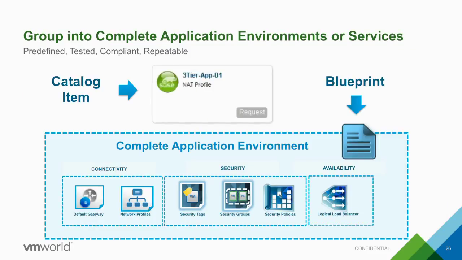So it simply looks like you've got a catalog item, you click that request button, and inside that request, that catalog item is mapped to a blueprint that includes your connectivity, your default gateways, your network profiles, DNS information, any of your security configuration that you need, and the load balancer.